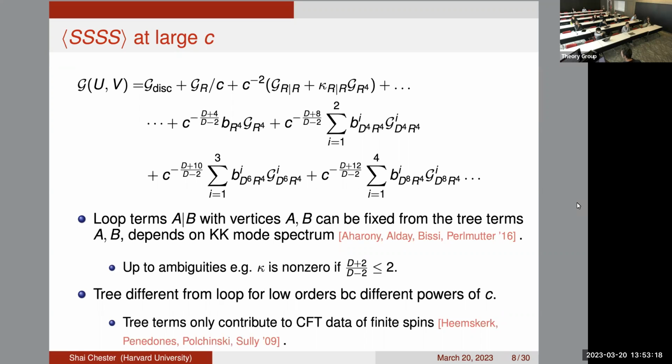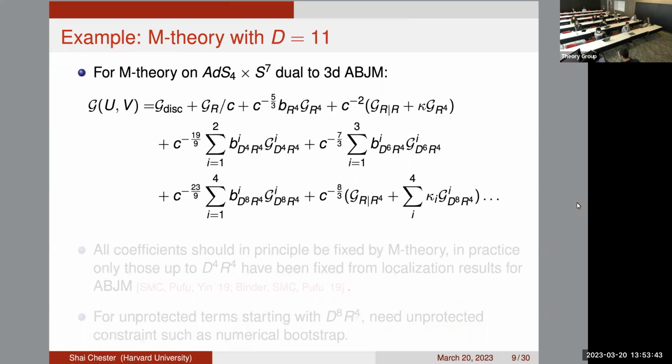But these contact term ambiguities only contribute to CFT data of a finite amount of spin, as shown by the classic paper by HPB. Another important aspect of loop level versus tree level is that the calculation of these loop terms, as I will show in detail in a couple of slides, is very sensitive to the KK mode spectrum. And this is unlike tree level supergravity, which does not care about the KK mode spectrum. And so if you want to be sensitive to your compact spacetime factor, you have to go to one loop level.